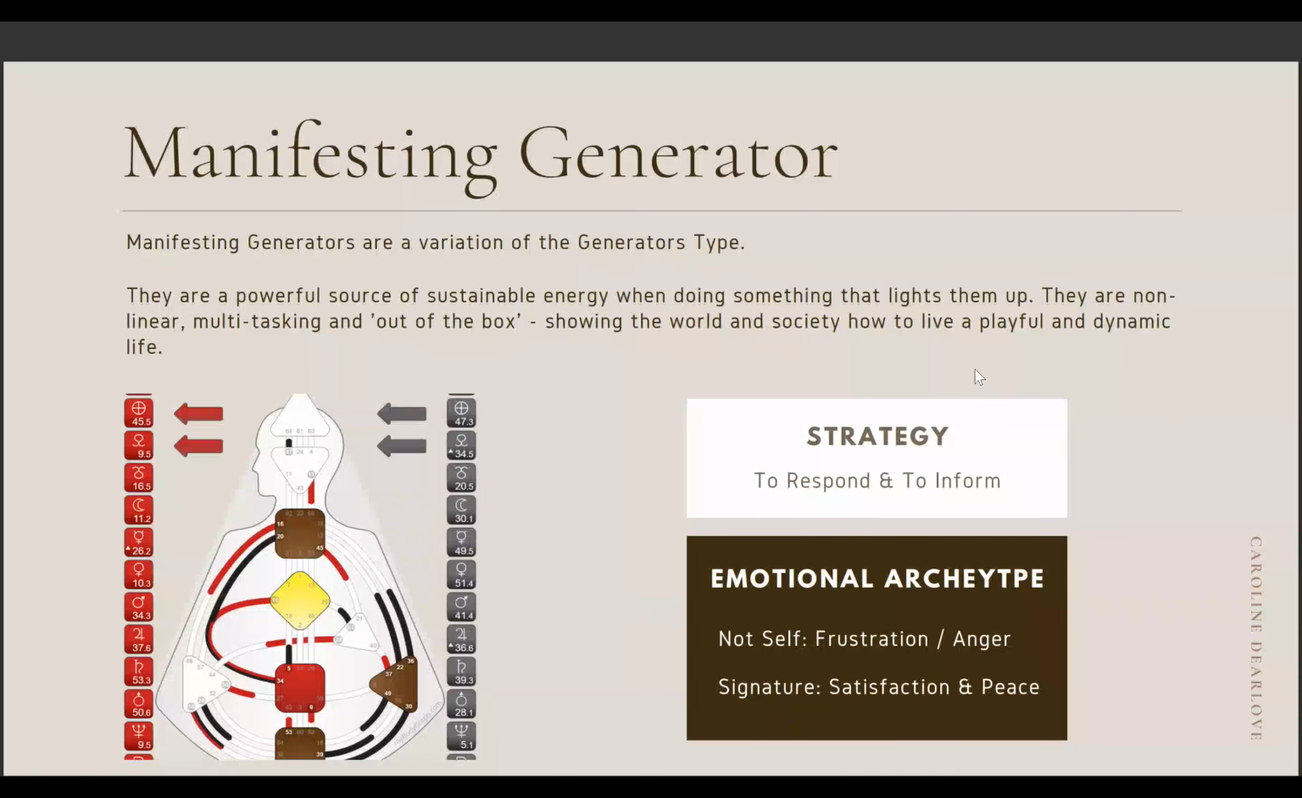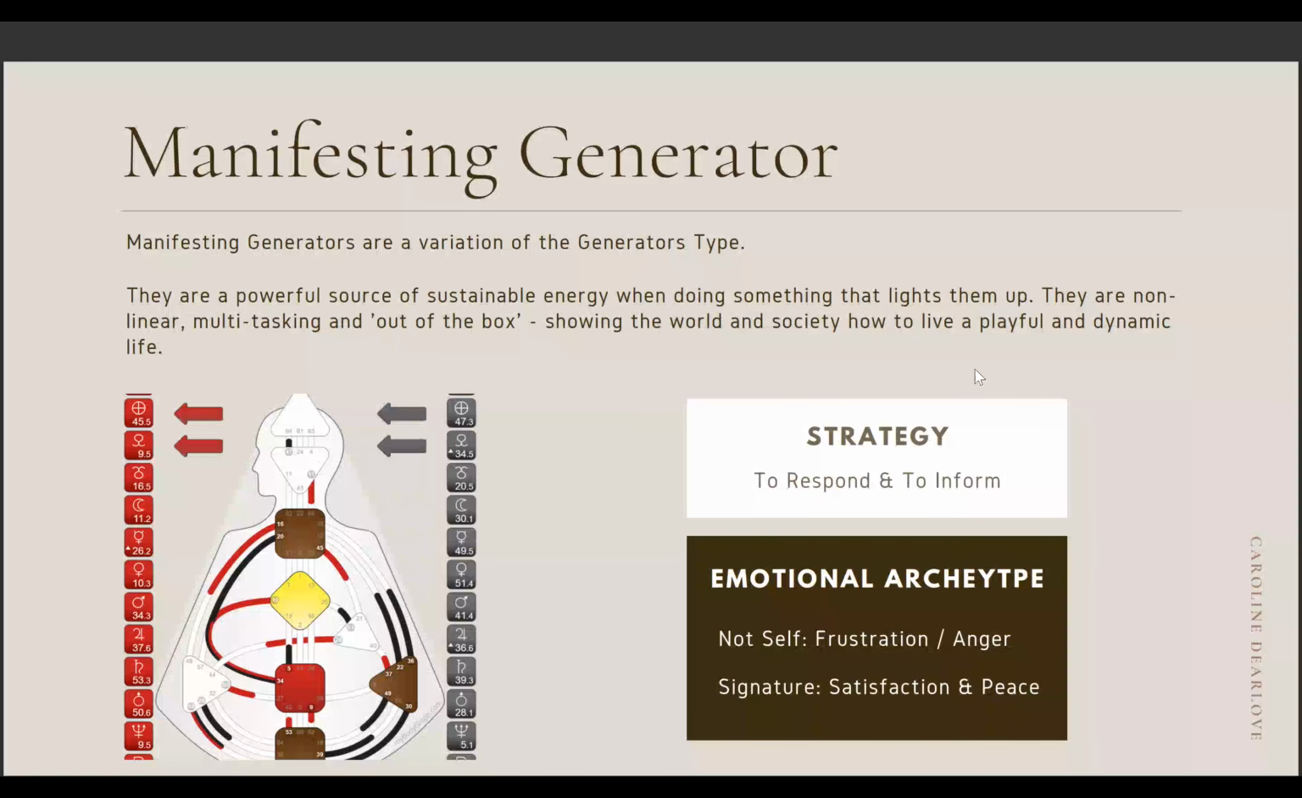So when you are a manifesting generator, you are a powerful source of sustainable energy. You have that sustainable energy like a generator does. But the difference here is that you are not linear. You do not move from A to Z. Okay, you don't even start at A. You can start right in the middle. Then you go backwards, you move forwards, you go up, you go down, you go in all different places.